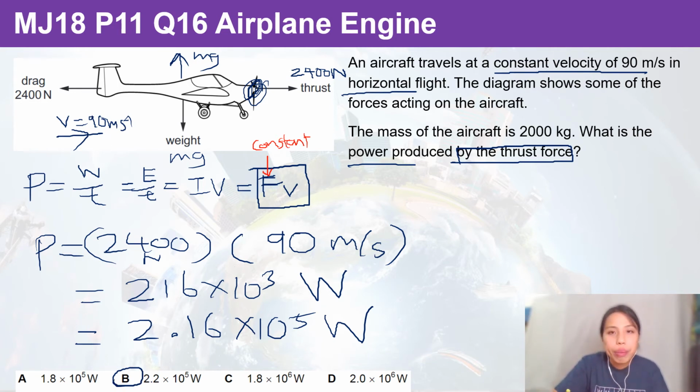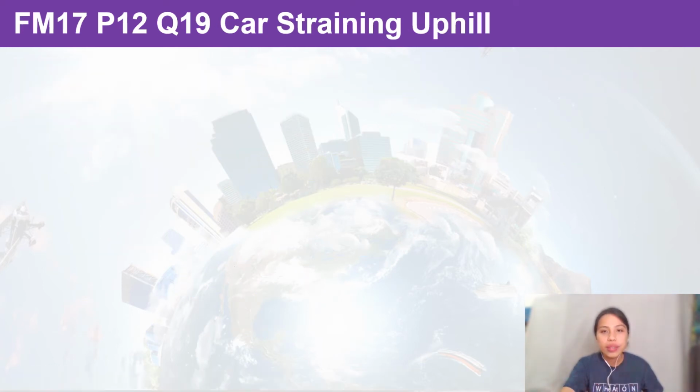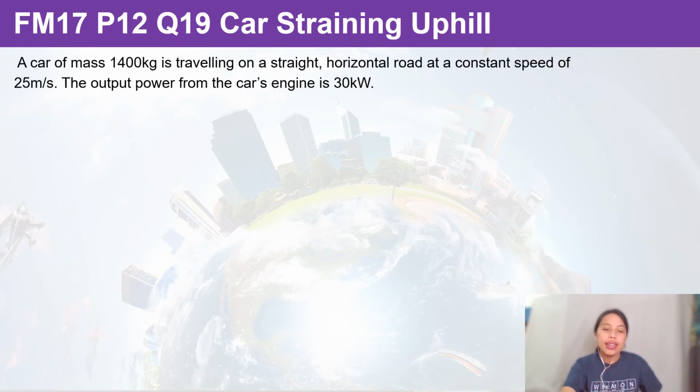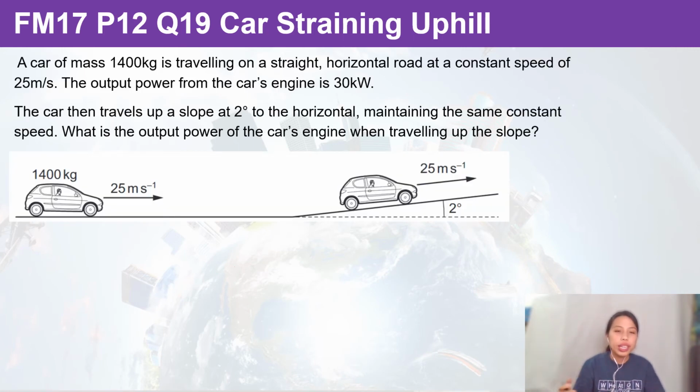So just remember, power, usually you can relate it to a force that is pushing an object or something like that. And this is one case of it for an airplane. So just now was something in the air. How about something on the ground? Here, you have a car straining uphill. Thankfully, they gave us a picture, so we don't have to draw it.